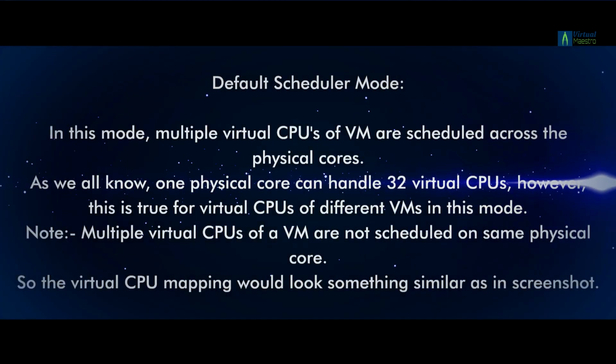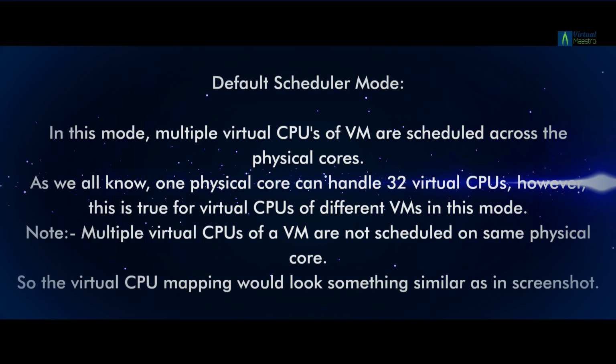In this mode, multiple virtual CPUs of a VM are scheduled across the physical cores. As we all know, one physical core can handle 32 virtual CPUs; however, this is true for virtual CPUs of different VMs in this mode. Note, multiple virtual CPUs of a VM are not scheduled on the same physical core.